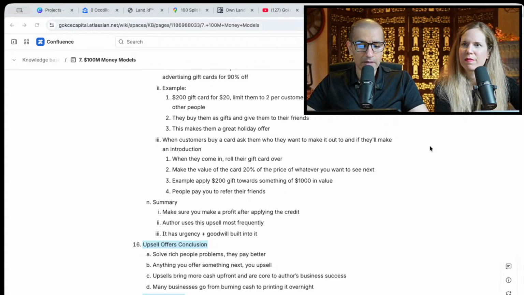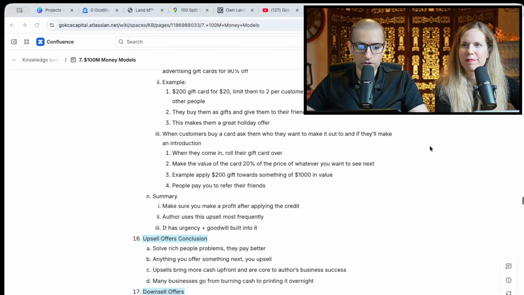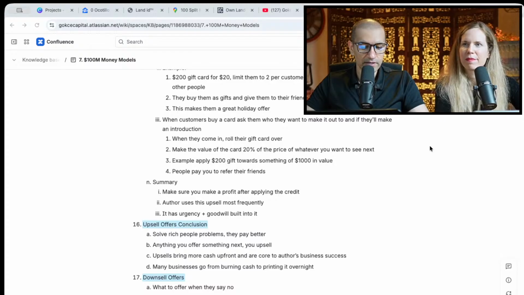All right, summary. Make sure you make a profit after you apply the credit. Not too big on the gift card thing generally, unless it's for a place I know. Yeah. The author uses this upsell most frequently. It has urgency plus goodwill built into it. Okay. All right, that's it.